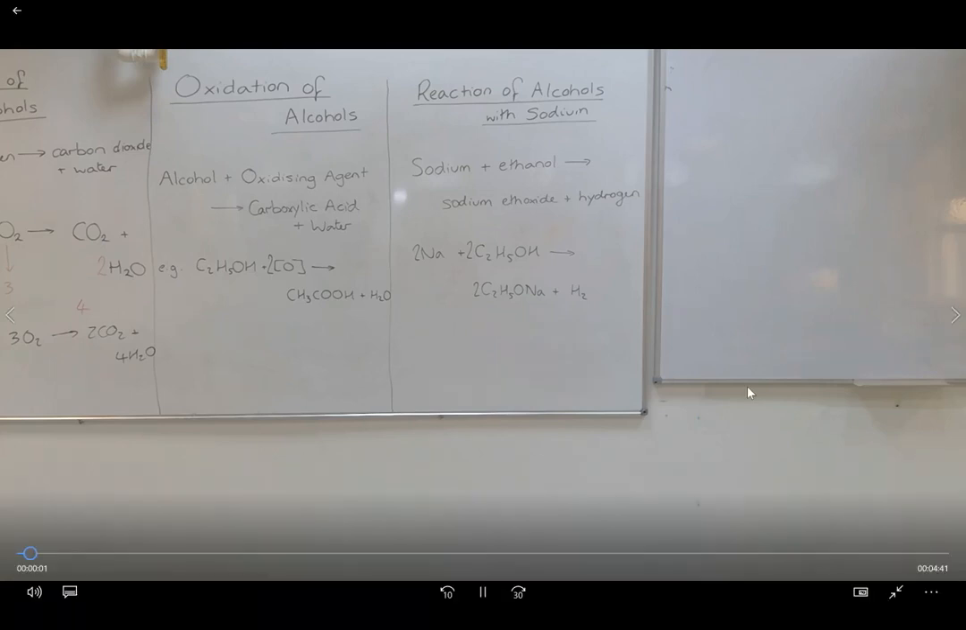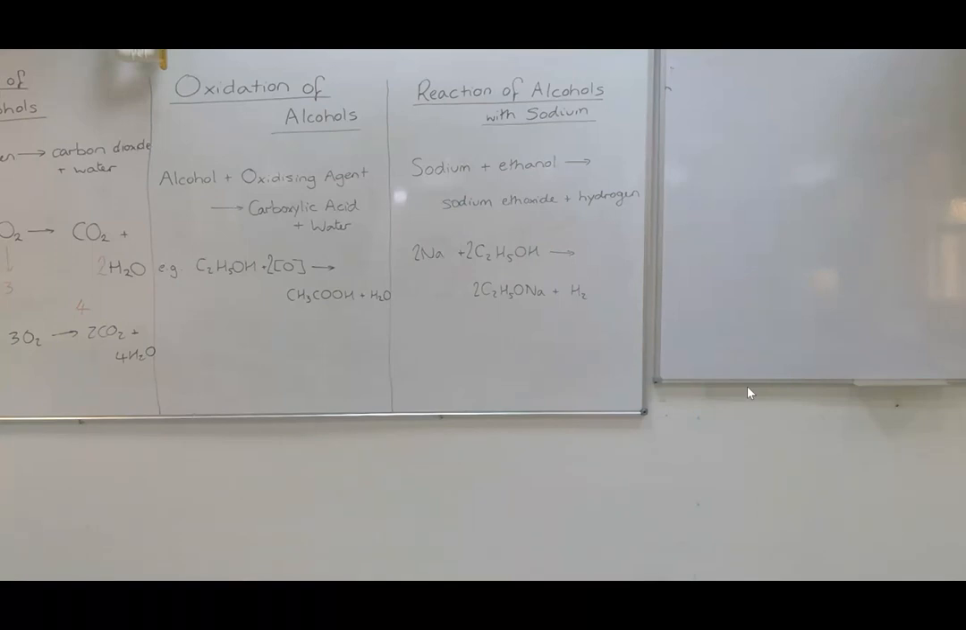The next reaction we're going to look at is the reaction of alcohols with sodium. As you can see from the equation on the board, if you add ethanol to sodium, then it reacts in a similar way to how sodium reacts with water. It forms a salt. In this case, the salt is called sodium ethoxide, and it forms hydrogen gas. Which salt it makes will depend on which alcohol you add to it.